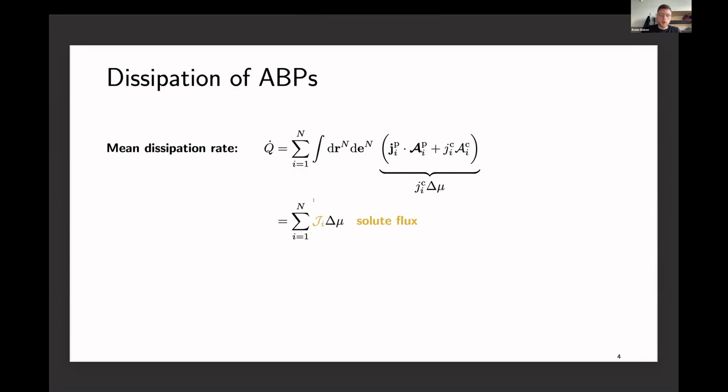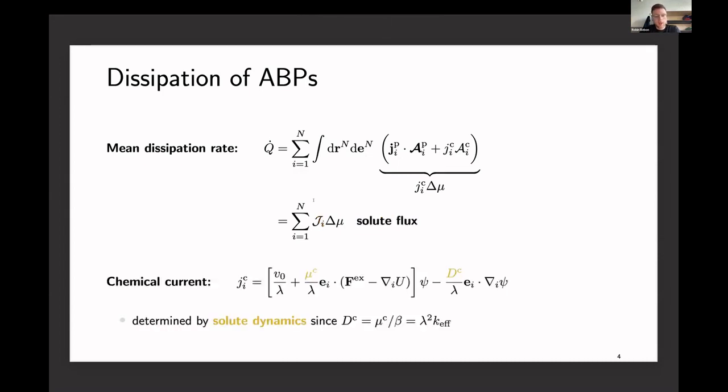And let me emphasize one point here. If I give you the explicit expression for the chemical current, you'll see that we have this chemical mobility and this chemical diffusion coefficient, which depend on the underlying solute dynamics through these two effective parameters. So you have here this lambda squared kf, which are exactly these two parameters I introduced earlier. So what this tells you is that if you want to calculate or recover the actual dissipation rate or the entropy production in a thermodynamic sense of active Brownian particles, you have to consider some sort of detail that underlies the self-propulsion mechanism, which in our case are these catalytic reactions.